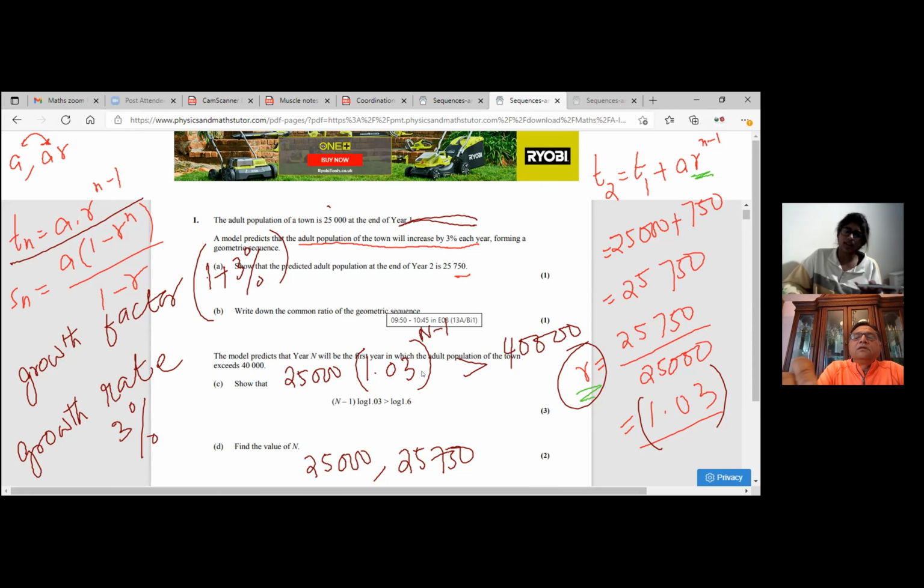Yeah. Is that why they use log? Because it was log. So first you divide 40,000 by 25,000. What do you get? You get 1.6. Right. So now you get 1.6. Do you see that? So divide this, right? So you have 1.03 to the power of n-1 is greater than 1.6, correct? Yeah. And now you take log on both the sides. So n-1 log of this.